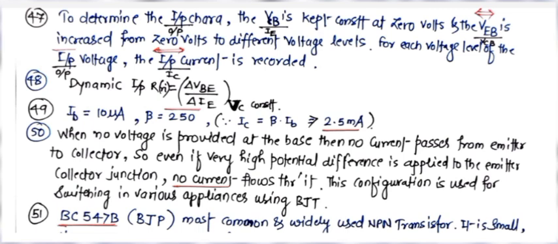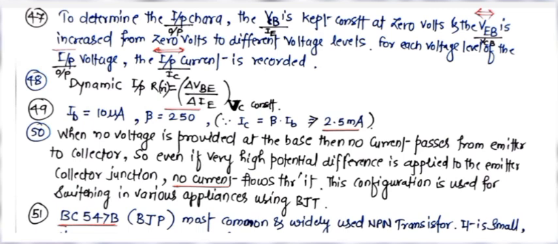And to determine the output characteristics, the emitter current is kept constant at 0 amperes and the collector base voltage is increased from 0 volts to different voltage levels. For each voltage level of the output voltage, the collector current is recorded.